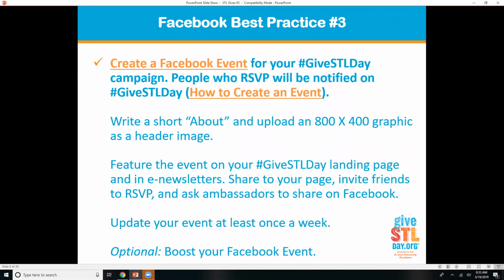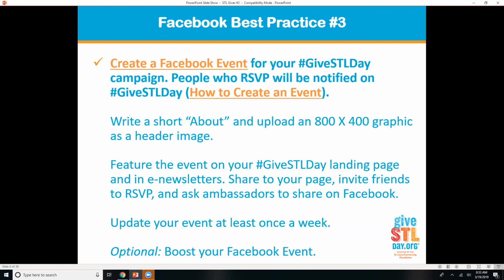Feature the event on your Give STL Day landing page and in email newsletters. Promote it. Say RSVP for Give STL Day. You get 500 people, you get 50 people. That might reach them on Facebook on the day of Give STL Day more than a tweet, more than an email, is a notification on Facebook, since still a lot of people log in every day and say, hey, it's Give STL Day.